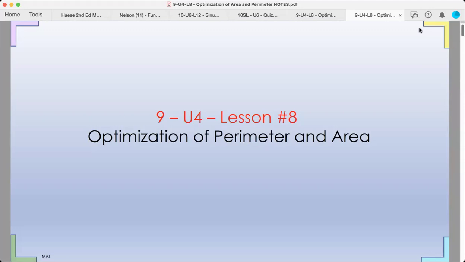I'm not going to go into details, but I'll be focusing on how to optimize the area using the graphing calculator. Okay, so for those of you who are absent, here's what we're going to do.